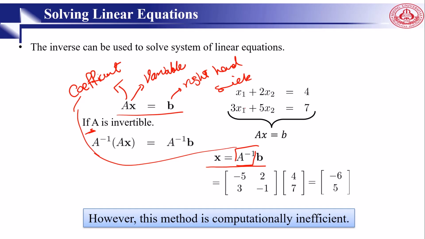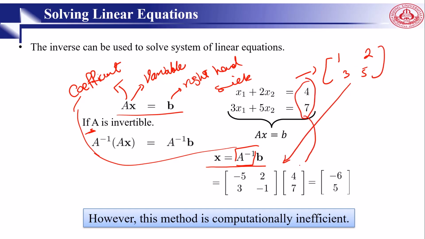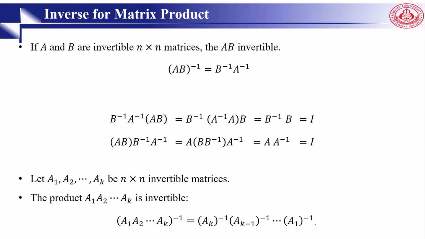So our coefficient matrix is what? Our coefficient matrix is 1, 2, 3, 5. In the previous slide, we checked that this is the inverse of this one. And we have the right-hand side here. We bring the right-hand side here. If you multiply these two together, then you will find minus 6 and 5, which is x1 and x2. This method needs high computational resources, and therefore it's not considered an efficient method.